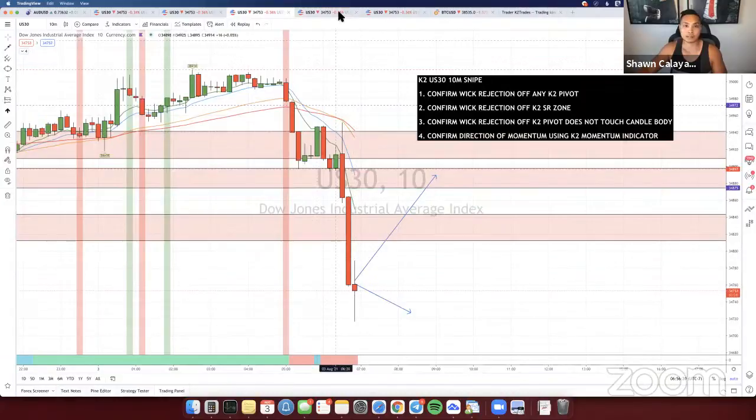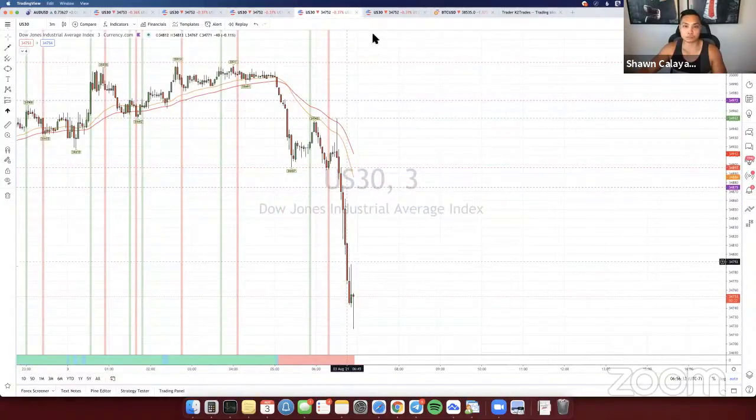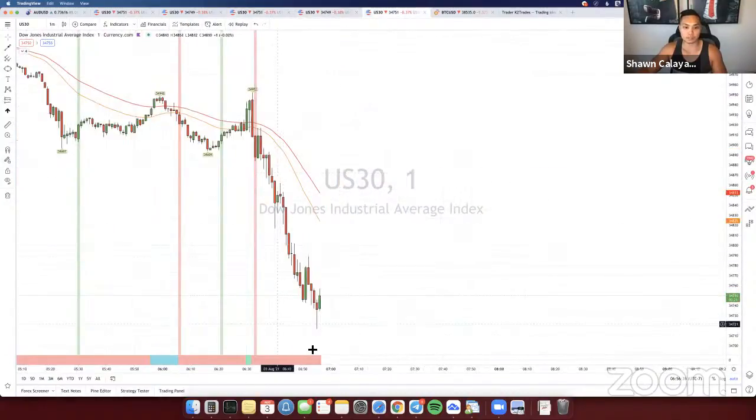The reason for that is because price is below the pivots, trend meter is red. Same with the 3-minute, price is below the pivots, trend meter is red. And the 1-minute, price is below the pivots, trend meter is red, right? So everything here is pointing towards the sell side.